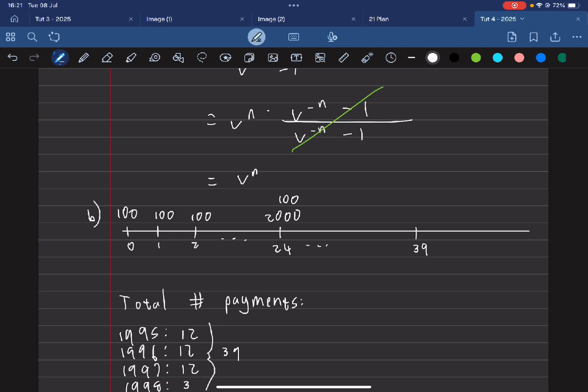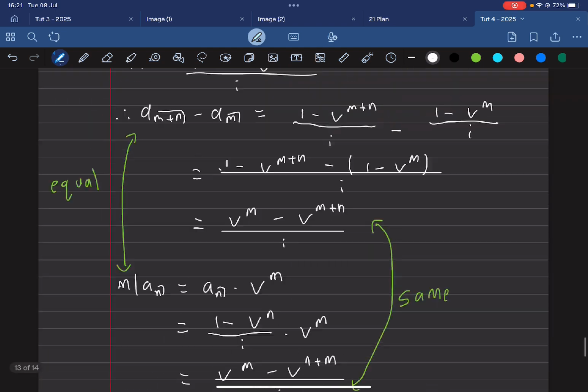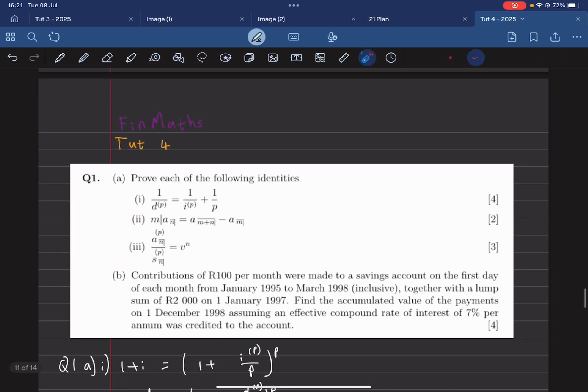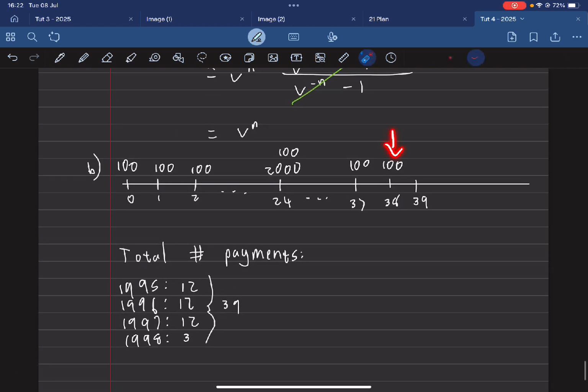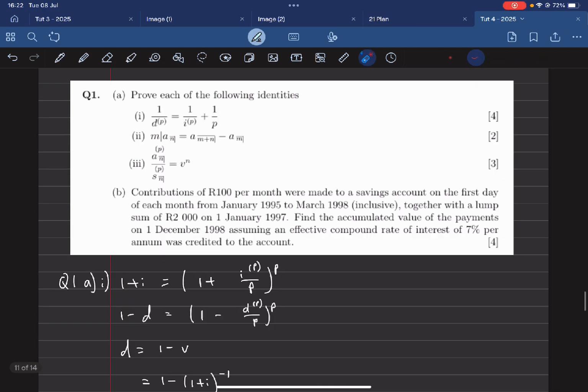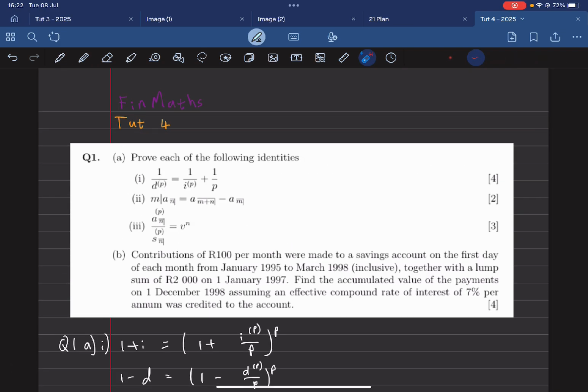Let me just put in a few. 37, 38. We have our hundreds here. And remember, it said it's paid in advance. So it says on the first day of each month. So that means that the last payment will be at time 38, because at time 39 we won't have a payment because it's always paid in advance. Okay. And they want to find the accumulated value on December 1st, 1998.